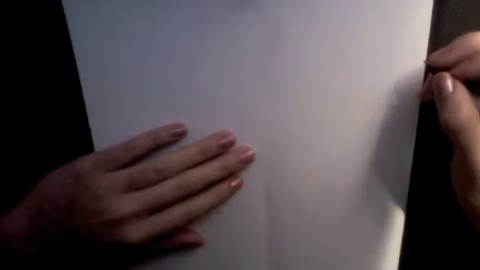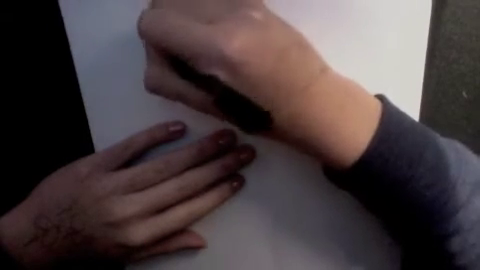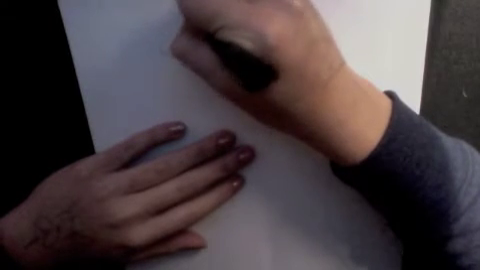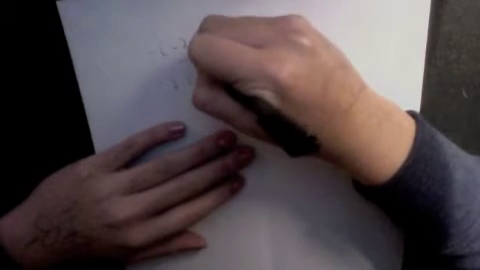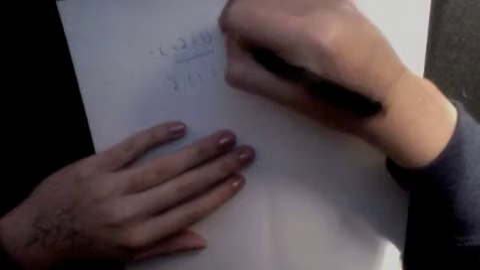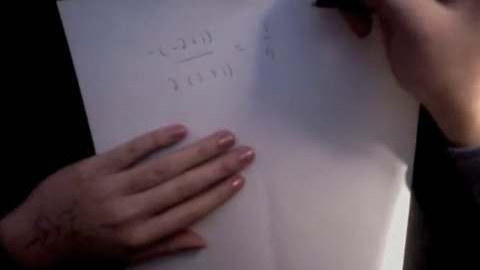Okay, so part B is really easy. It says write an equation for the line tangent to the curve at the point (-2, 1). And in part A, they already gave us the slope. So all you really have to do is plug in negative 2 as x and 1 as y into the derivative equation. So we get negative (-2 plus 1) all over 2 times (1 plus 1). So then that equals 1/4.